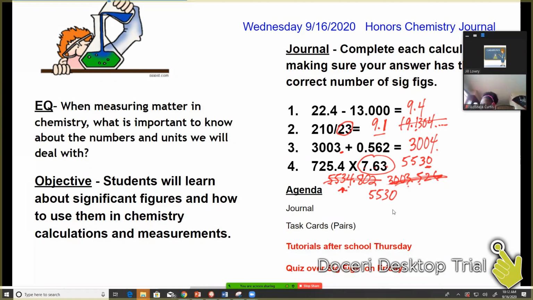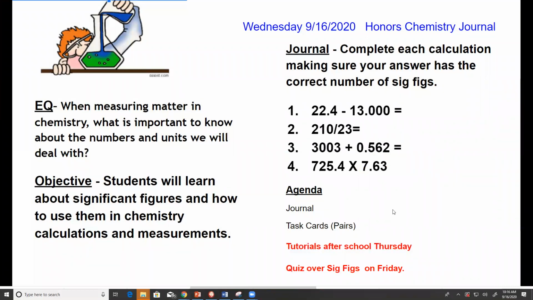Okay, so today we're going to continue to work on sig figs. This will be our last day to work on sig figs, as far as in class, although the practice is open until the quiz. So my people that are here, y'all are going to go into the lab area with a partner, and you're going to work on task cards. And this is what you're going to record them on.